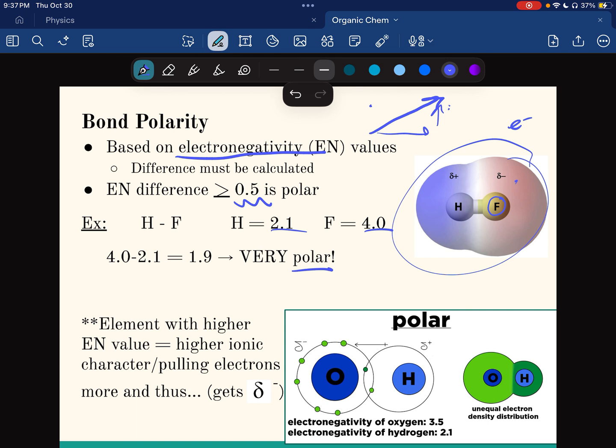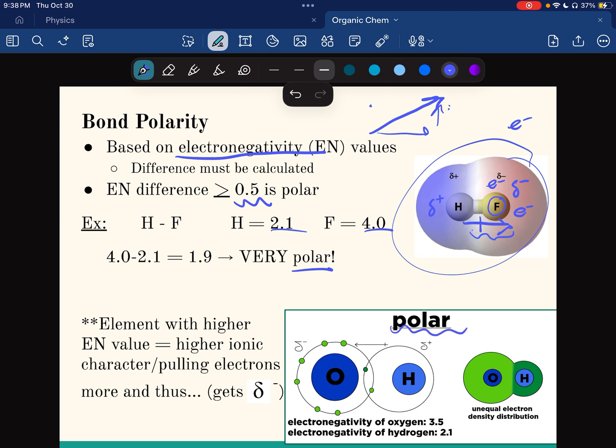So we can draw this Greek letter called delta, and that's a negative. And then this is delta positive. So since fluorine can support that negative charge much better than hydrogen, the negative charge is going to go over this way. And I just drew this arrow to represent that negative charge going towards the fluorine. And since all the electrons are staying over here, it makes it really negative over here, and really positive over here. Hopefully that makes sense.